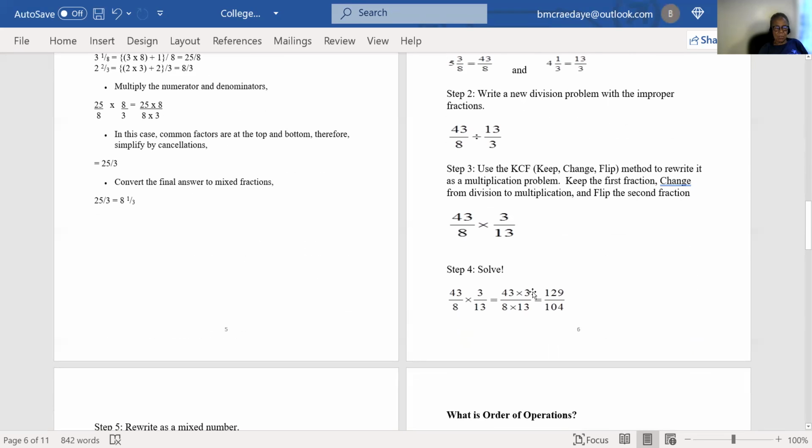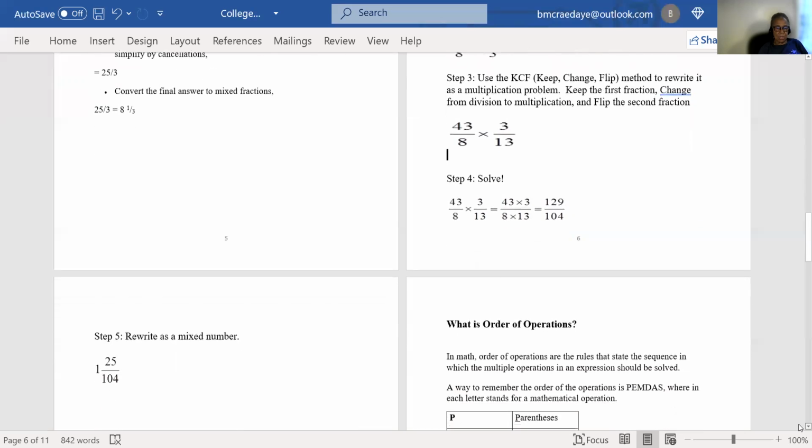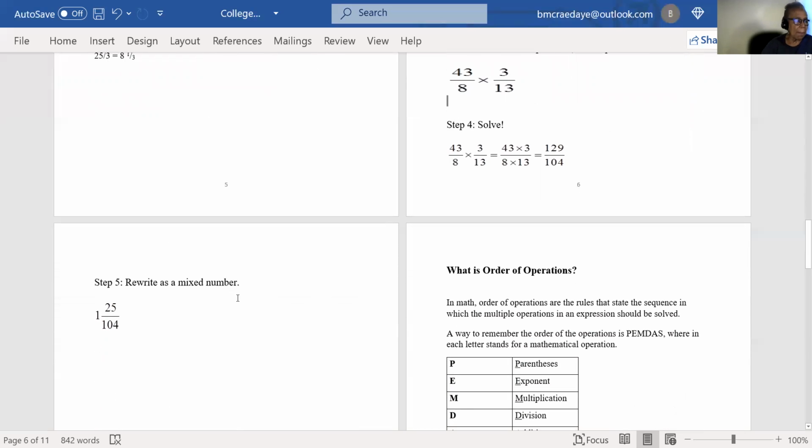3 times 43, 3 times 3 is 9, 3 times 4 is 12, and then 8 times 13 is 104. 8 times 3 is 24, 4 and 2 to carry. 8 times 1 is 8 and 2 is 10. That's how you get 129 divided by 104. Then you take this improper fraction and convert it to a mixed number.